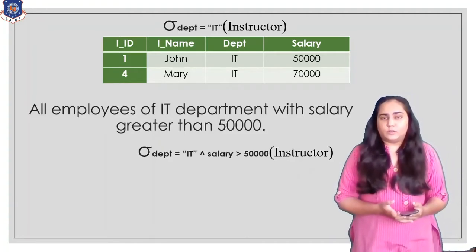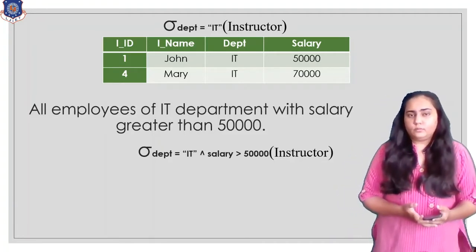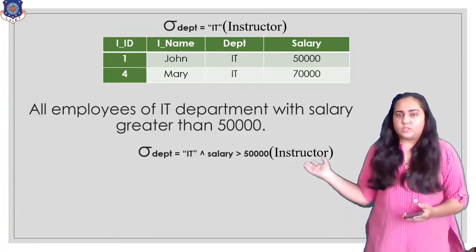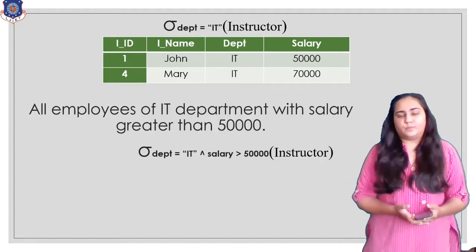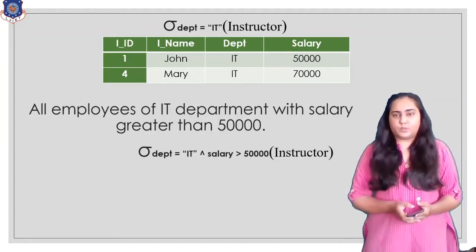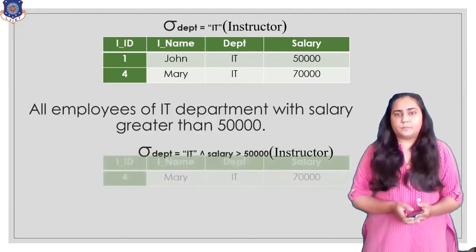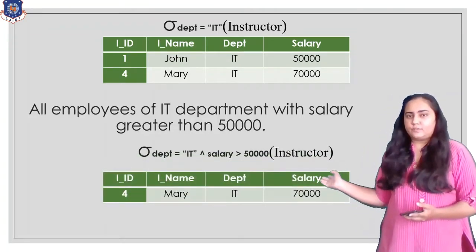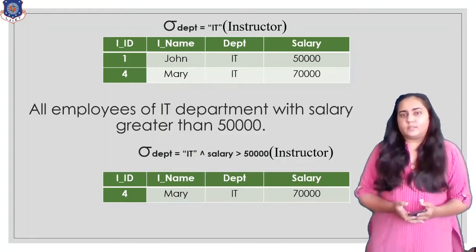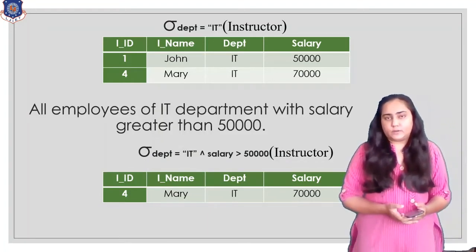And you can also use OR. So if you want to use OR instead of AND, then you'd be just inverting the symbol that's present here. So this is how you can add more conditions within the same sigma operation. And of course, the result is only one row because John has a salary that is 50,000 but not greater than 50,000.